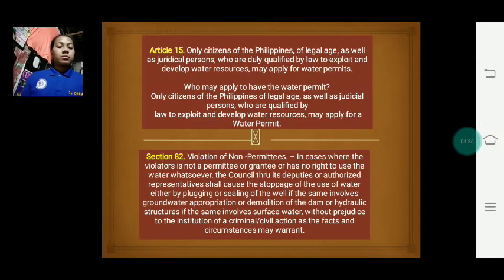The next article is Article 15, which states that only citizens of the Philippines of legal age as well as juridical persons who are duly qualified by law to exploit and develop water resources may apply for water permits.